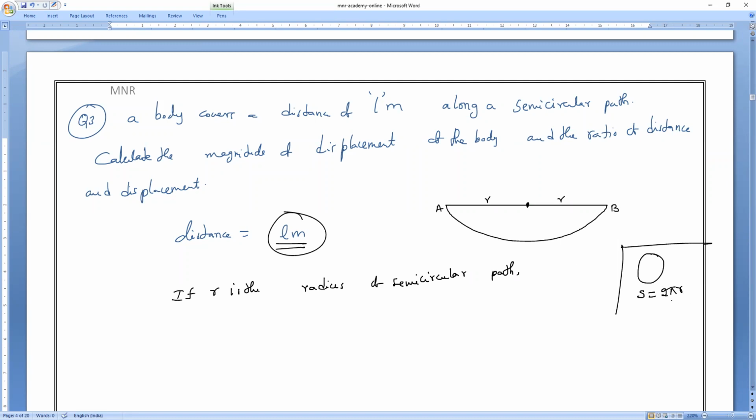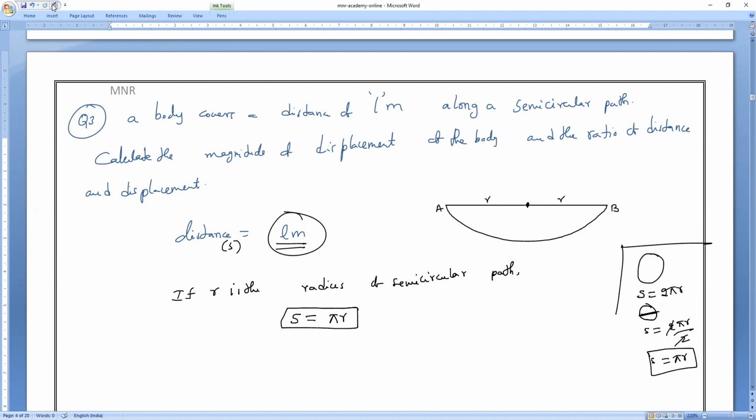Yes, sir. Now you see, if it is a half circle, half means what, guys? S is equal to 2 pi r by 2. The 2 and 2 cancel, so S is equal to pi r. Yes or no? If R is the radius of the semicircular path, S is equal to pi r. Is it okay, guys? Everybody clear? Will you accept it?